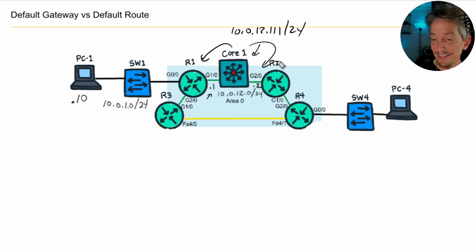And that is because with no routing table and no default route, no default gateway, it has no clue how to reach any networks outside of 10.0.12. So if we tried to ping over here to 10.0.1.10, it would just fall on deaf ears, because Core 1 would give up. It would just not even try to send the frame. It would just say, don't know how to get there.